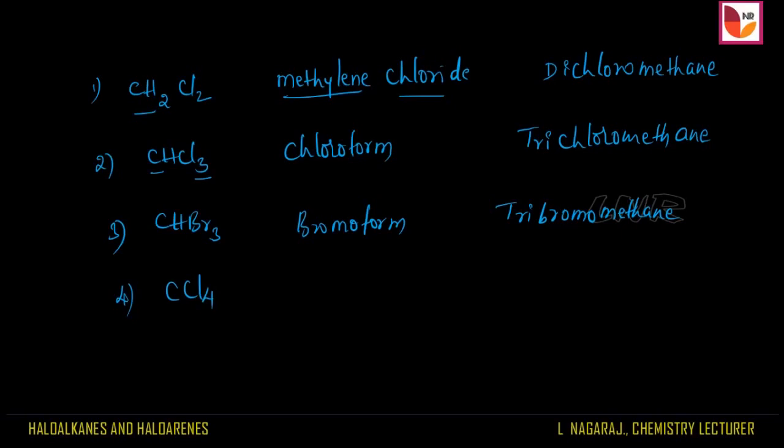And the fourth one, CCl4, contains four halogen atoms, that is, all the hydrogen atoms in methane are replaced by Cl. So the molecule is represented as carbon tetrachloride. In the IUPAC system, the four Cl atoms are represented as tetrachloro, and the root word is meth, and it is ane: tetrachloromethane.